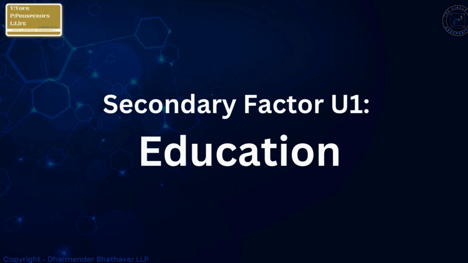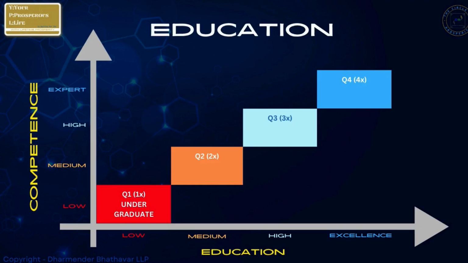Understand? Okay. So now the competency and education. If your competency is low and your education is low, that means you are in quadrant 1, and 1x is your present nXP, and you will be considered an undergraduate.